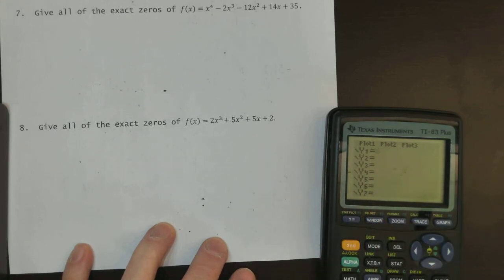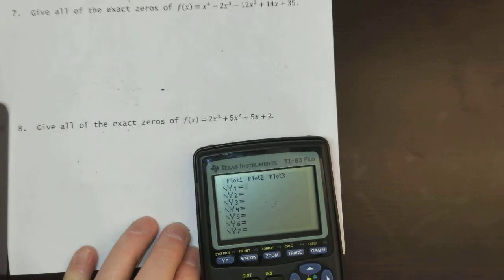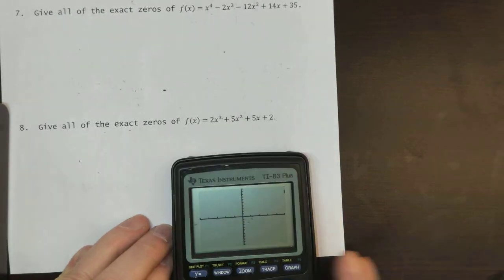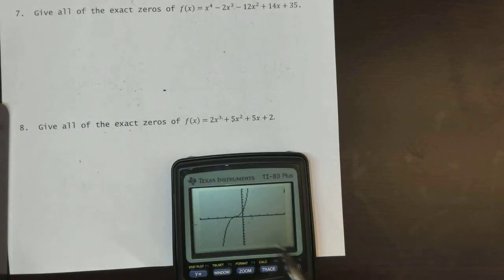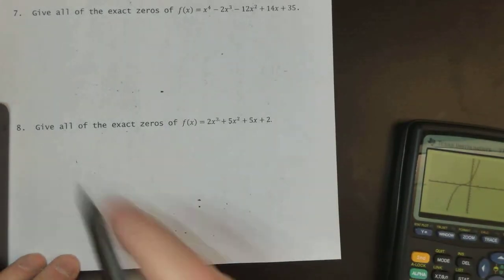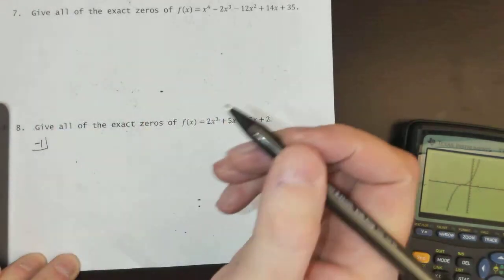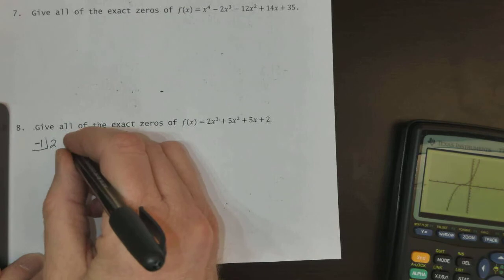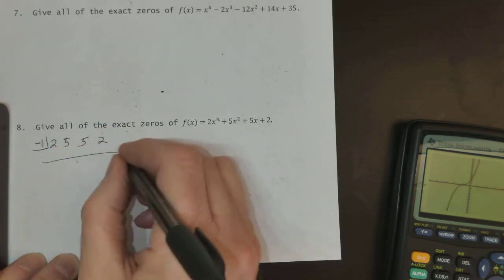All right, I'm going to take y equals 2x to the 3rd plus 5x squared plus 5x plus 2. Graph that. All right. Looks like we might have something here at -1. And I could use the 0 function if I want, but it might be just as quick just to try synthetic division, see if we get 0.